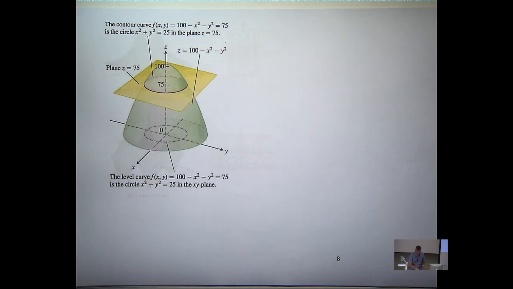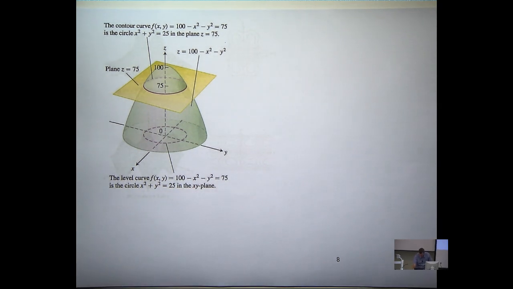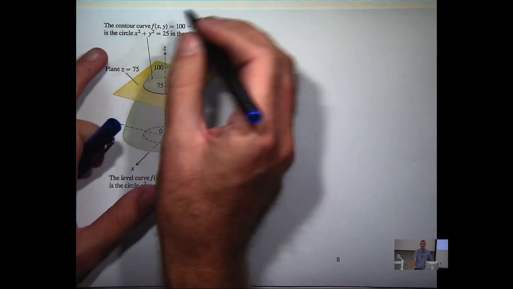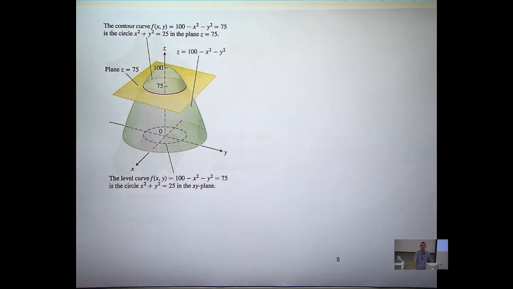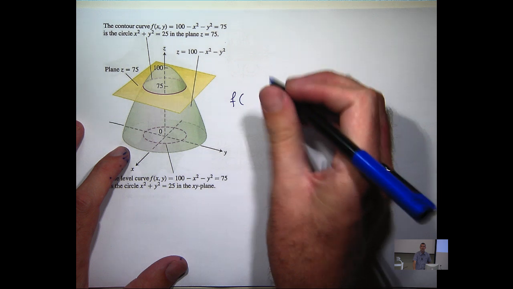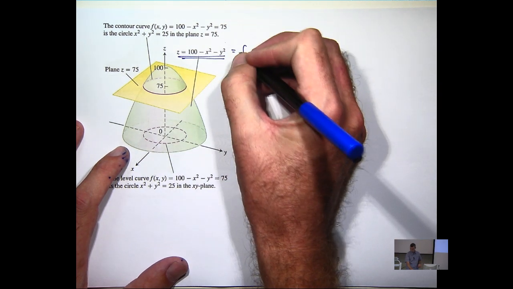All right, so here's a good picture. Now you may look at that and go, well, hang on, Chris, the surface is already there. Well, we'll get to drawing surfaces in a minute. Okay. All right. So here's the function. Oh, hang on. Here it is here. Okay. So this is just f of x, y.